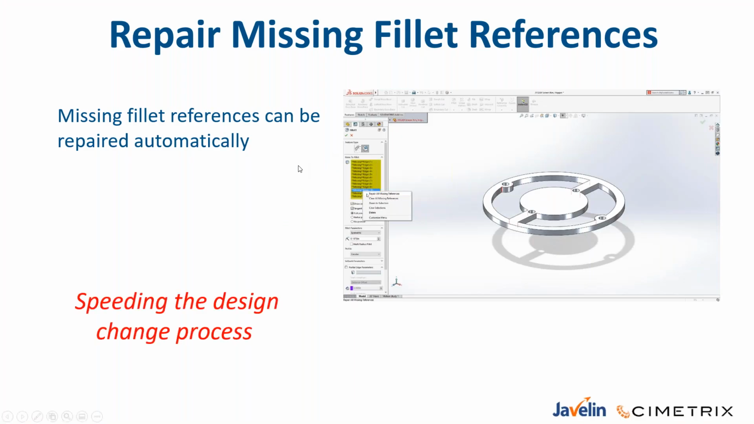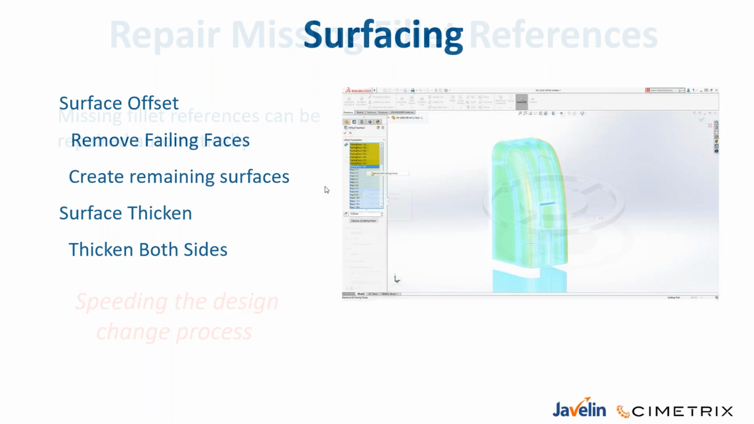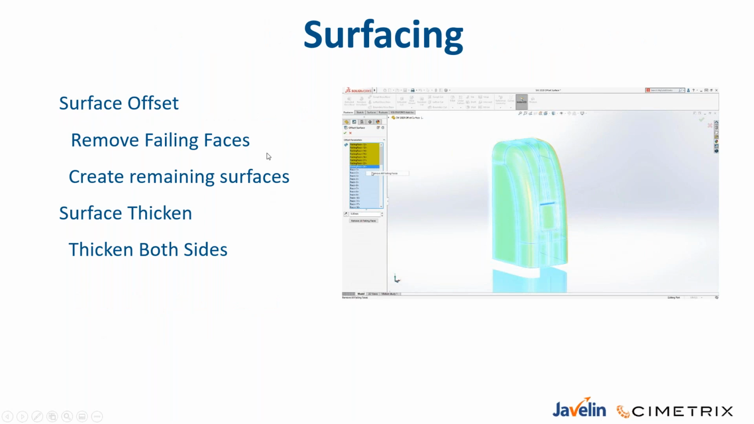Right, so that's really going to save us a lot of time, right? If we do need to make those design changes, instead of having to remake all of those fillets and reselect all of those edges, if the geometry is in the same place, it's just going to repair those missing references for us automatically. And now we'll move on to surfacing.